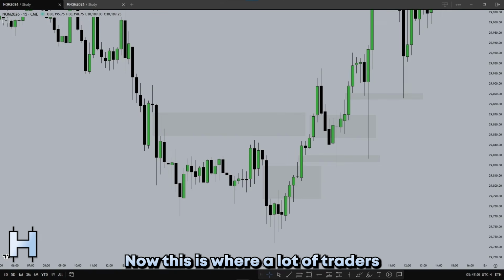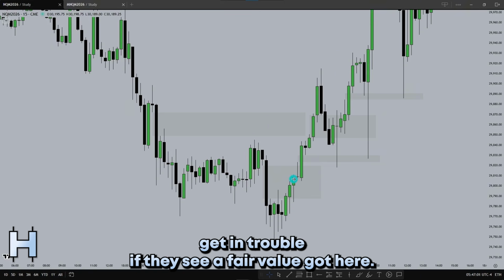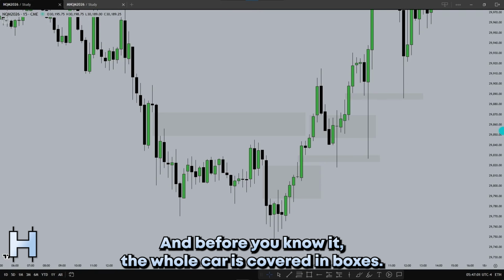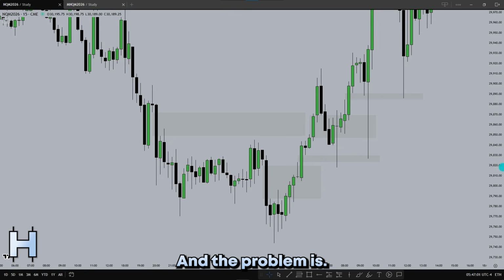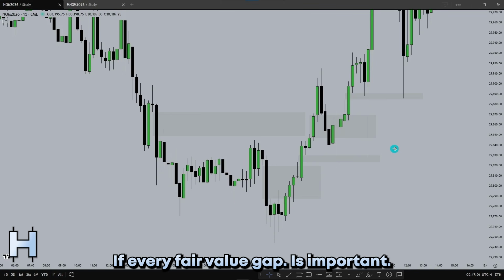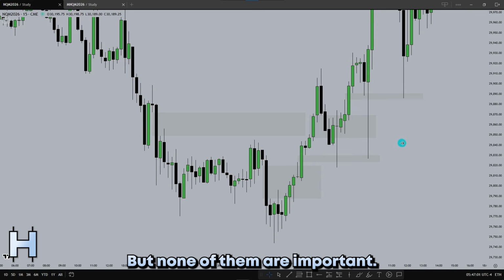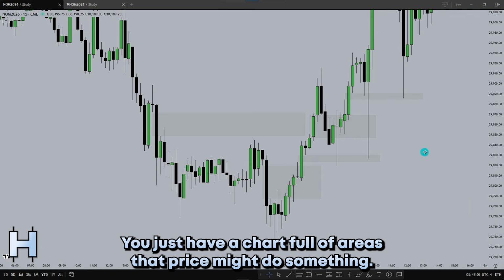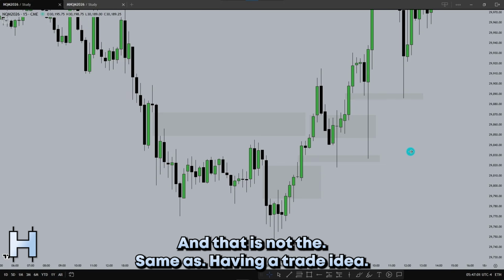Now, this is where a lot of traders get in trouble. They see a fair value gap here, here, here, here, and here. And before you know it, their whole chart is covered in boxes. And the problem is, if every fair value gap is important, then none of them are important. Because now you don't actually have a model. You just have a chart full of areas where price might do something. And that is not the same as having a trade idea.